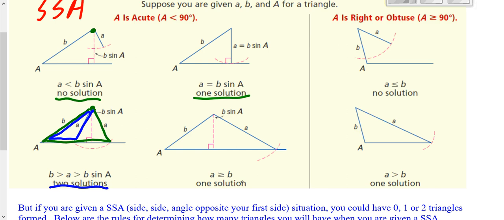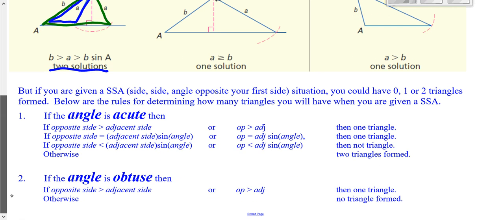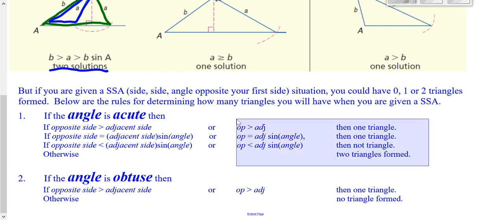Now, that's if you have an acute angle, an angle that's less than 90. If it's a right angle or obtuse, basically if it's obtuse, the only way it's going to form a triangle is if the opposite side is bigger than your adjacent side. So all that is summarized down here in these formulas. Could you refer back to this big diagram? Yes. But what we have right here summarizes what we were just talking about.